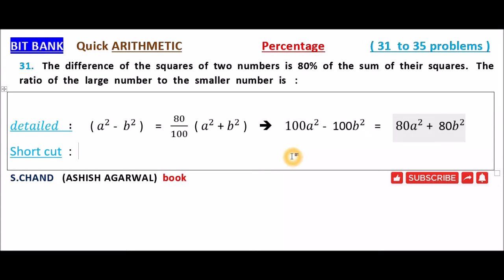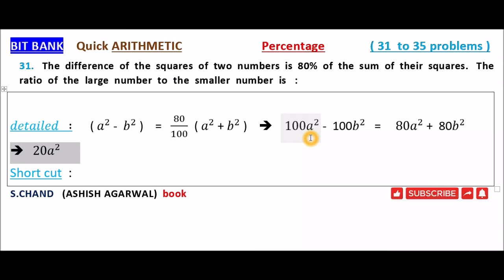Now send all the like terms, A square terms to the left side and B square terms to the right side. So 80 A square is there with plus, it becomes minus. So 100 A square minus 80 A square is 20 A square. The minus 100 B square becomes plus 100 B square. So 80 B square plus 100 B square is 180 B square. 20 A square is equal to 180 B square, so 1 A square is equal to 9 B square.